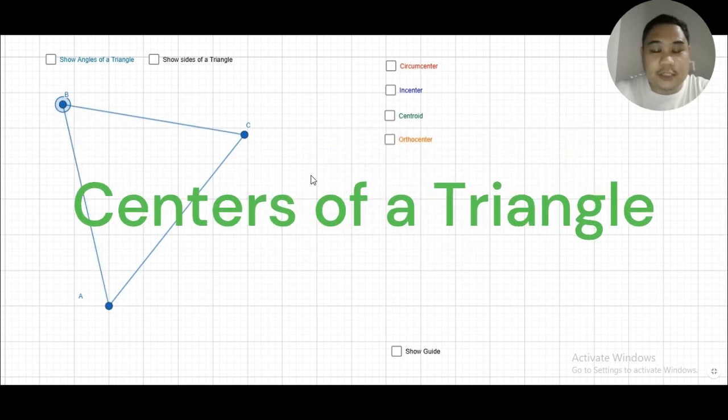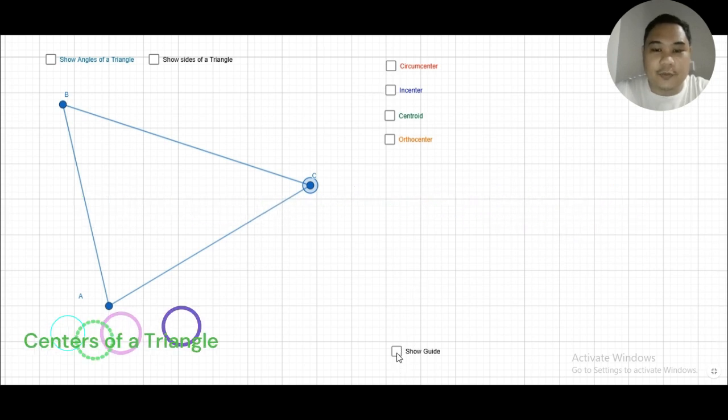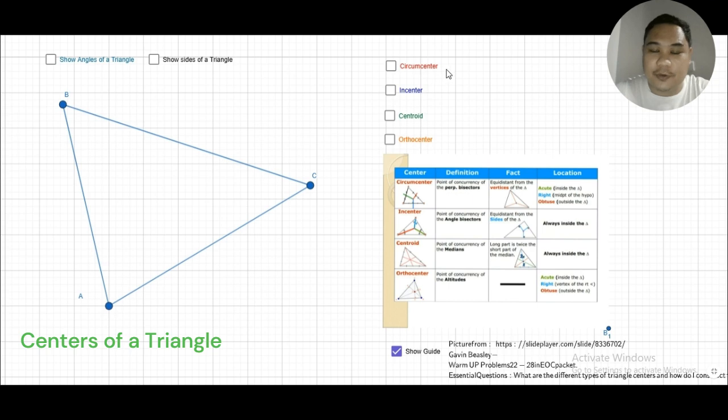Do you know the different centers of a triangle? So I know that you are familiar with this. So let's try now to understand what these centers are, and I know that you are familiar with some of these terminologies. So first we have the circumcenter.